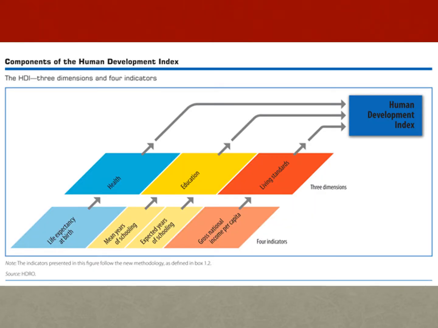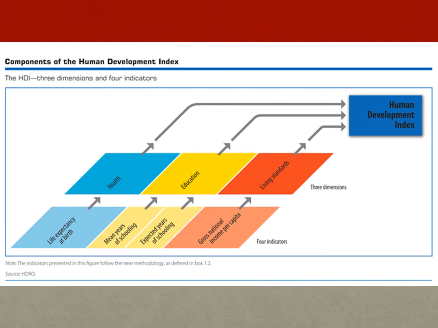Please make a note in your notes what the 4 indicators of the Human Development Index are. So please write these down. Make sure that you know what they are. Here we go. There's 3 different dimensions and 4 indicators that are part of this. In the health dimension, life expectancy is the indicator. So life expectancy at birth, one of the 4 indicators of the Human Development Index.